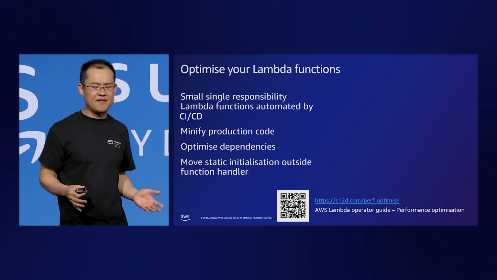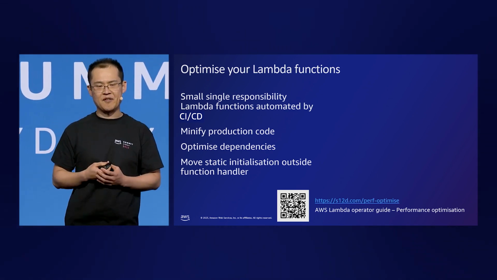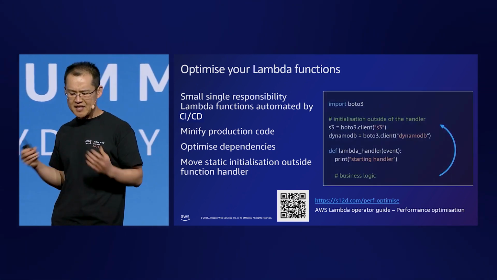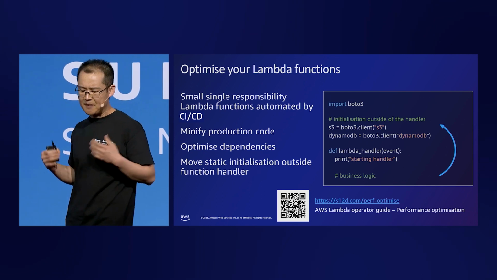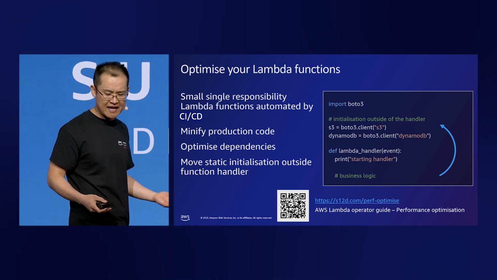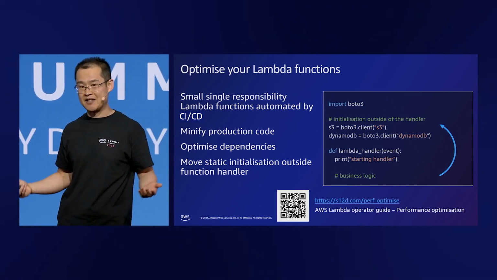You should also take advantage of the execution environment reuse to improve the performance of your function. Like in this example, initialize the SDK client and the database connection outside the function handler. So the subsequent invocations reusing the execution environment do not need to initialize those resources again.